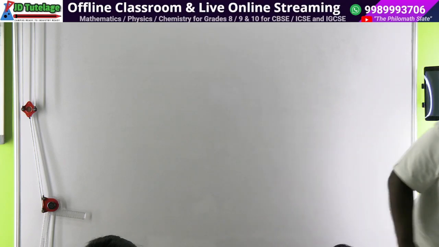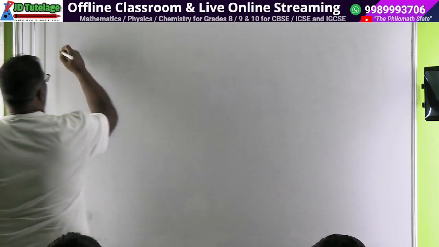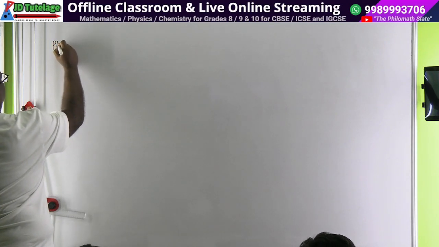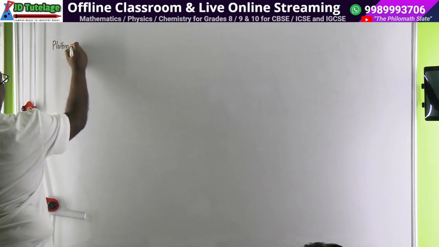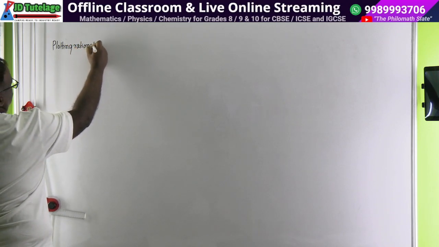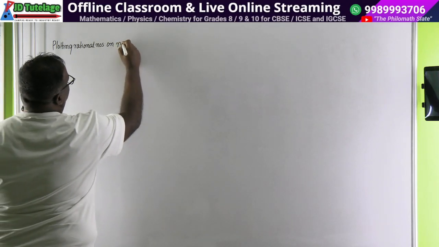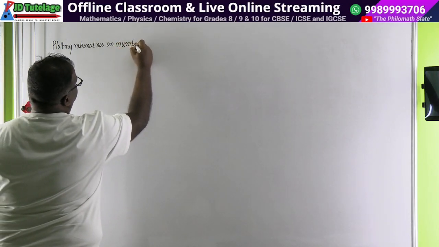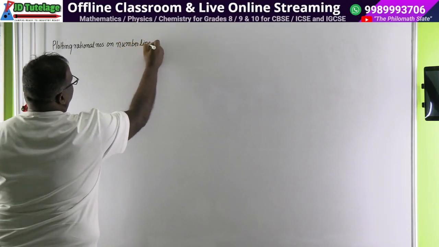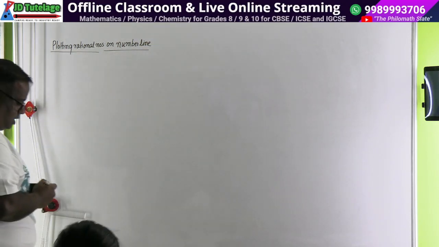Our topic is plotting rational numbers on number line. And usually they'll give you positive rational numbers on number line. Very easy. Children unnecessarily get scared about it. ठीक है?